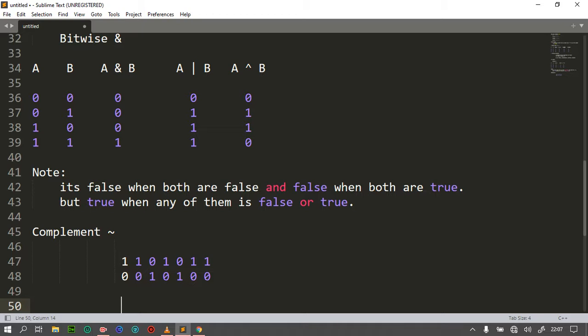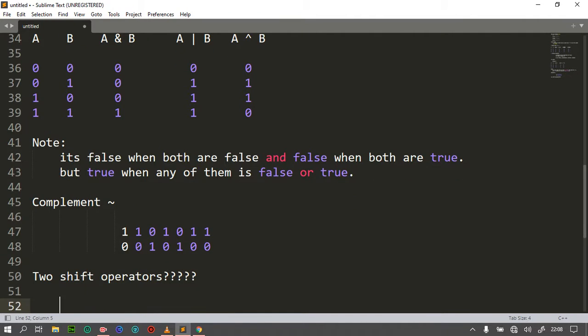Okay guys, whatever you see here isn't enough, so in your free time try to do as much research as possible. For starters, in today's session, my first assignment is for you to look out for the two shift operators, that is left and right. So in your free time try to look out for that.